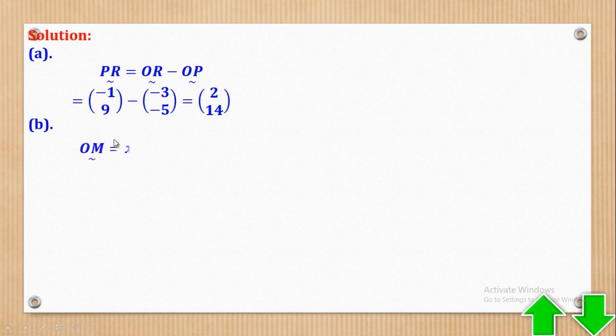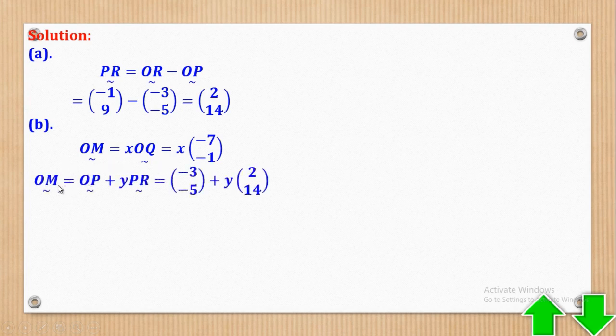Now part B, we know that OM is equal to X OQ. Now OQ is equal to -7 and -1. Therefore OM in terms of X is equal to that. What about OM in terms of Y? So OM in terms of Y is OP plus Y PR. So OP is this and PR is that. Next I have to equate the two because both of them are equal to OM. So because they're equal to OM, I'll equate the two and I'll come up with, so this one gives me this and this one gives me that.